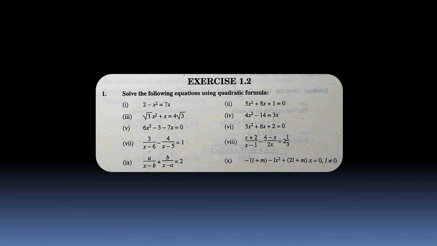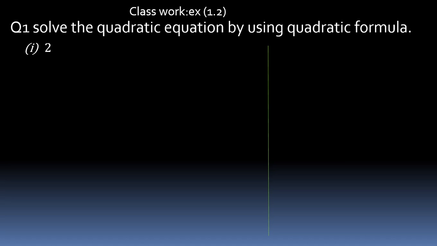Exercise 1.2: the whole exercise 1.2 has question number 1 with 10 parts. The first part we can solve. Question number 1. Solve the quadratic equation by using the quadratic formula: 2 minus x squared is equal to 7x. Make this equation into the standard form of a quadratic equation.